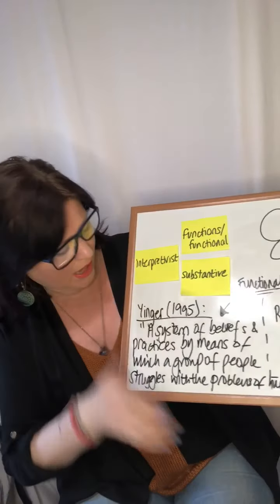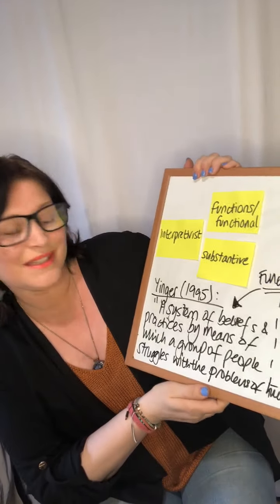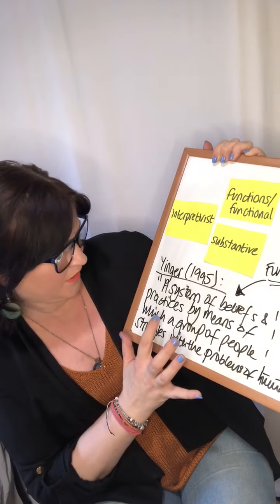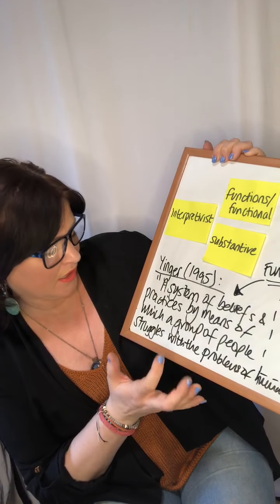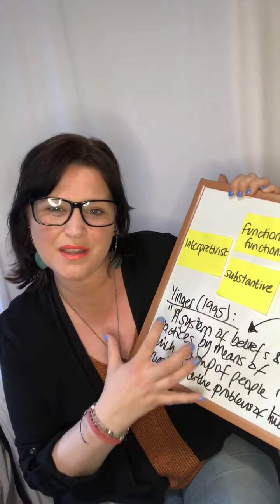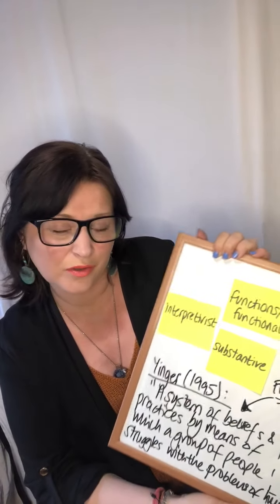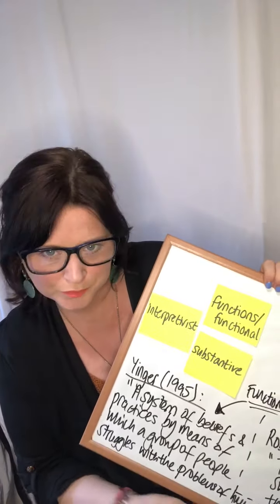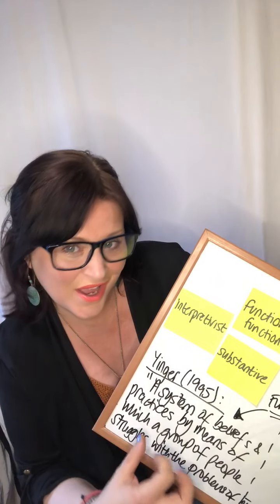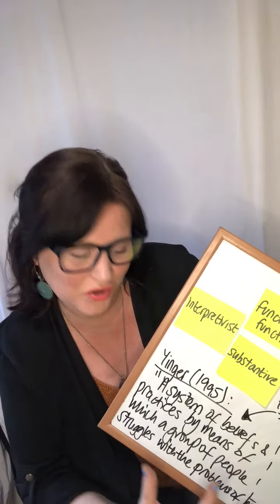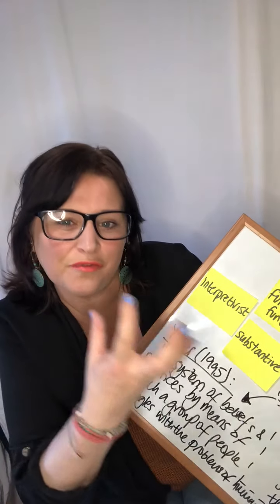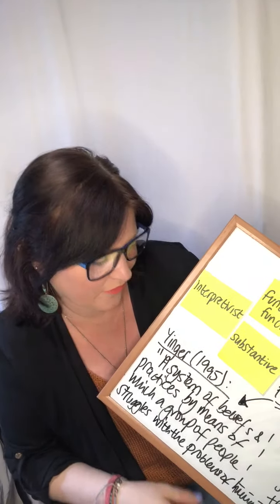So if we look at what Milton Yinger said, this is a very functional definition of religion. Milton Yinger said that religion is a system of beliefs or practices, so beliefs and practices, by means of which a group of people struggle with the problems of humanity. So Yinger was basically saying, and this was in 1995, so not that long ago, in the grand scheme of things, that religion provides us with the function of helping us struggle through these inevitable problems of human life. So it gives us a functional explanation: what does religion provide for us?